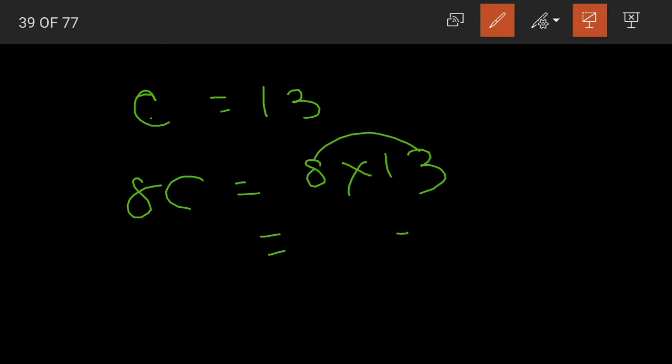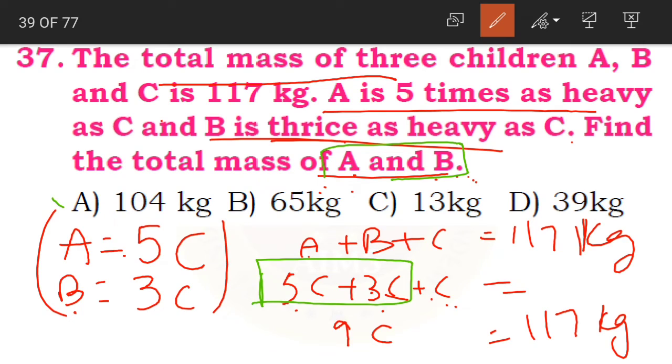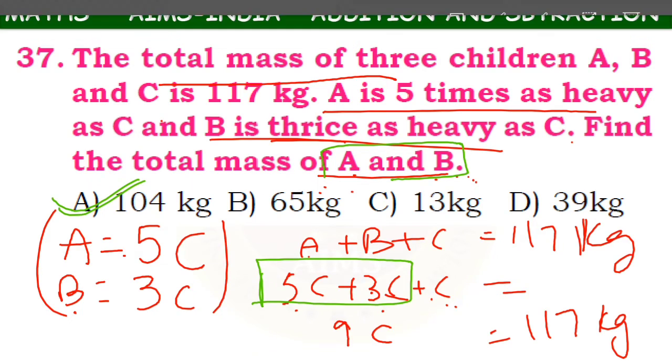Yes. 3 8s are 24. 2 carried. 8 1s are 8. 9 and 10. 8 plus 2 10. So what is the total weight of A plus B? A plus B, the total weight is 104 kilos. That is option number A.